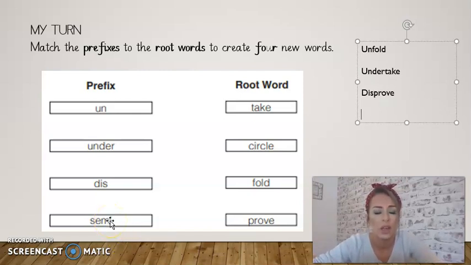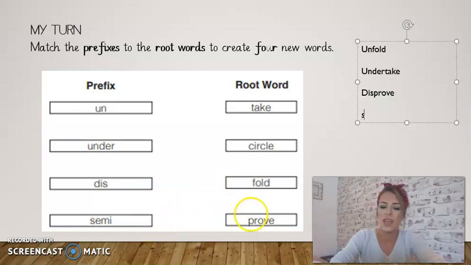Now, the eagle-eyed amongst you will have spotted there's only one right answer to this, but I would always recommend trying it on, even though you think you know the answer. So semi-take, semicircle, maybe, semi-fold, semi-prove, so it must be semicircle. Okay, so that's your word.